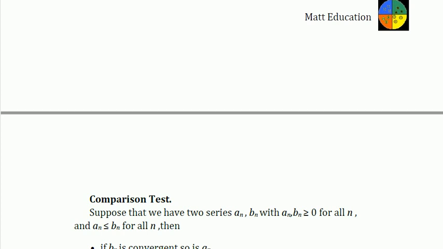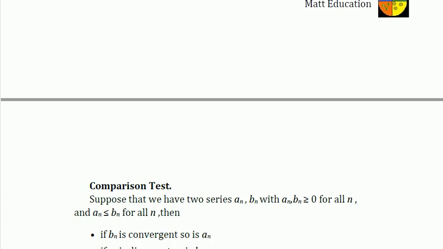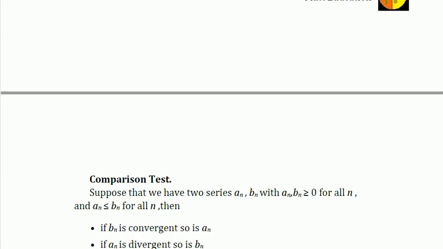Suppose that we have two series, s of n and b of n, with s of n and b of n more than or equal to 0 for all n, and s of n is less than or equal to b of n for all n. Then if b of n is convergent, so is s of n, and if s of n is divergent, so is b of n.